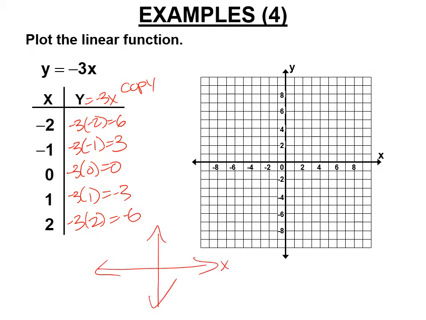And you're going to label that your x-axis, that y-axis. So the first point we've got here is negative 2, 6. So you go negative 2 on the x-axis, then 1, 2, 3, 4, 5, 6 on the y-axis. The next point we have is negative 1, 3. So we go to negative 1, 3.